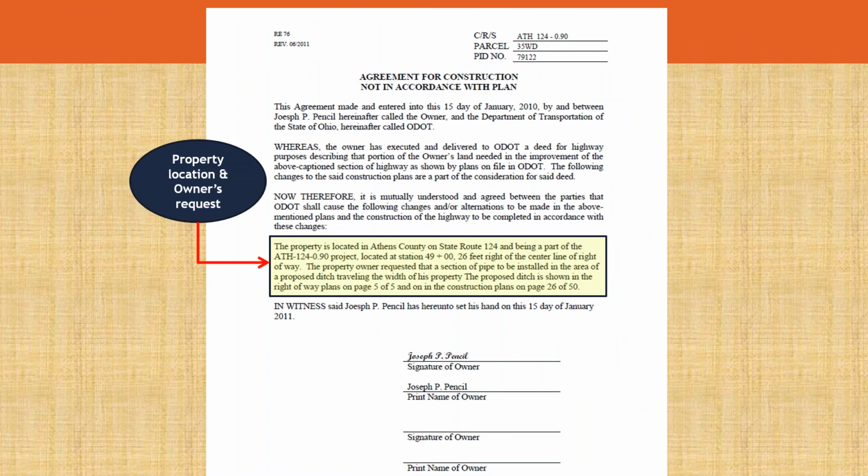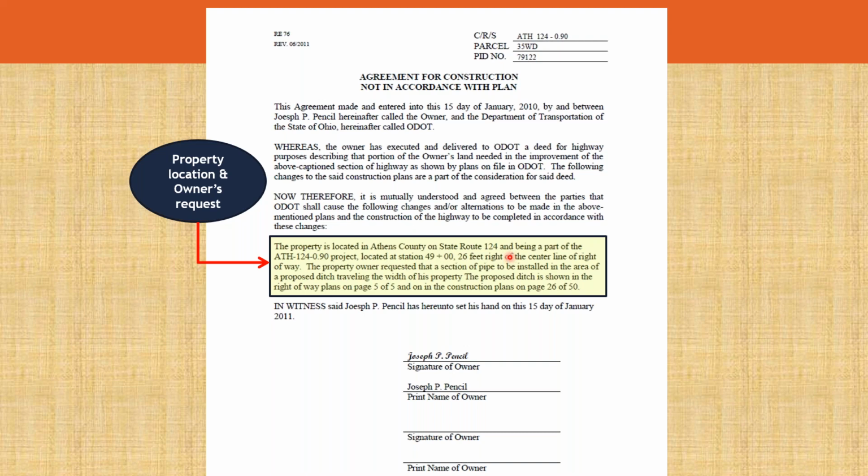All right, so this is a look at what the form looks like. At this point, the owner has executed and delivered to ODOT a deed for highway purposes describing that a portion of the owner's land needed for the improvement of the above captioned section of highway is shown by plans on file in ODOT. The following changes to the said construction phase are a part of the consideration for said deed.